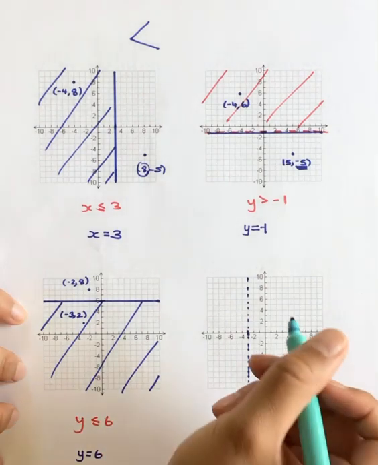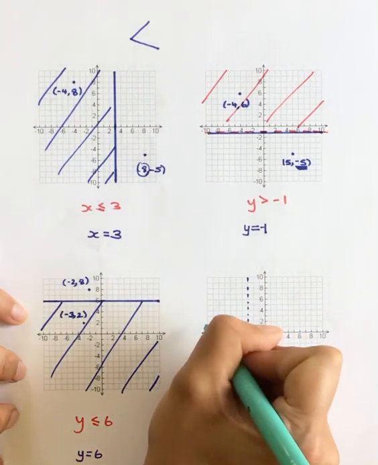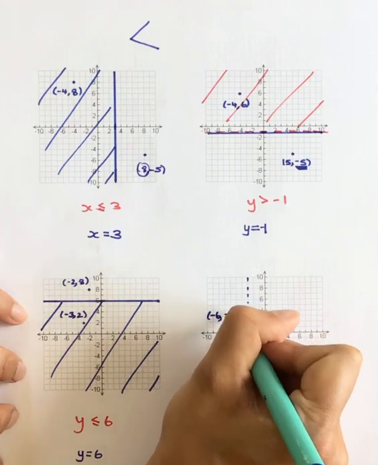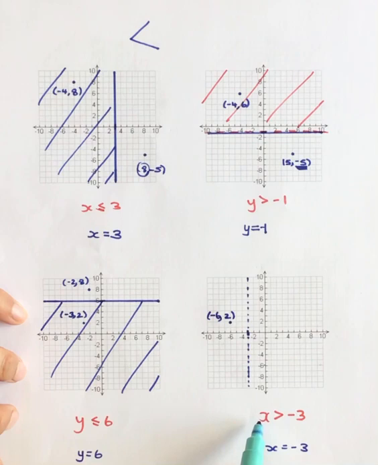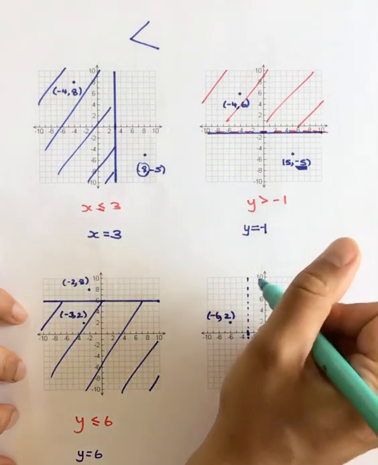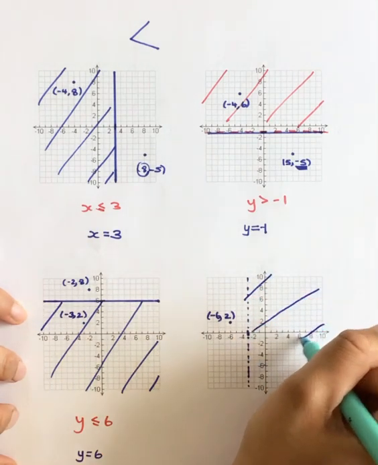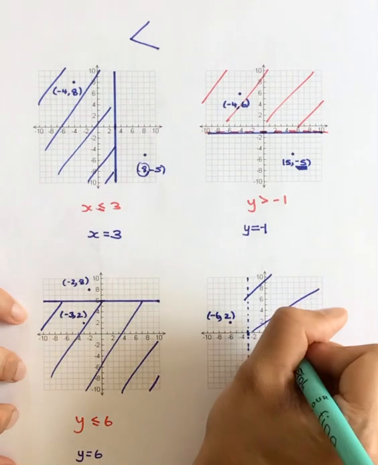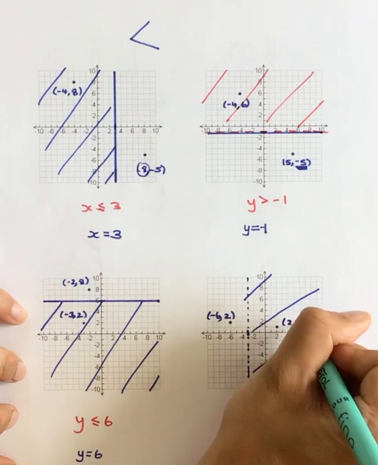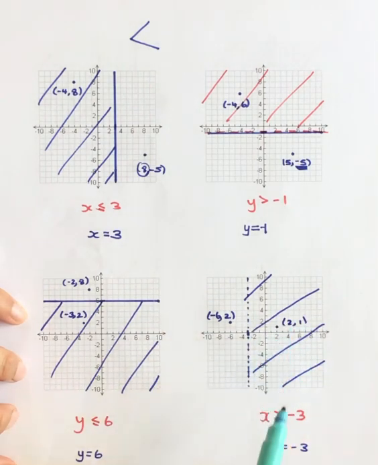Now I need to choose the correct side of the line. So let's test a point. Let's check this one. That's -6, 2. My x-coordinate is -6. Is -6 bigger than -3? No, it's not. So this must be the correct side of the line. Let's just check. If I check this point here, this is the point 2, 1. My x-coordinate is 2. Is 2 bigger than -3? Yes, it is. So this is the correct side of the line.